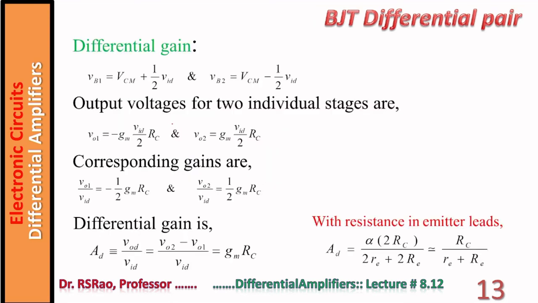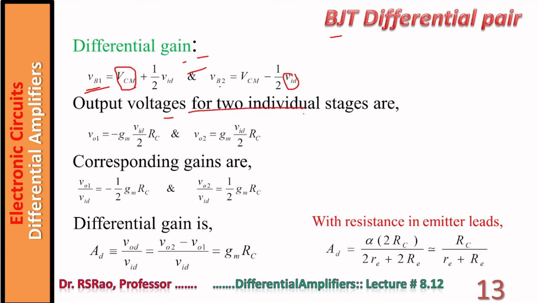Next, we consider the BJT differential pair to find its differential gain. Let us suppose VB1 is VCM plus half VID, VB2 is VCM minus half VID. See, VCM is the common mode part and VID is the differential part. VB1 is the input given at the base of transistor 1. VB2 is the input given at the base of transistor 2.